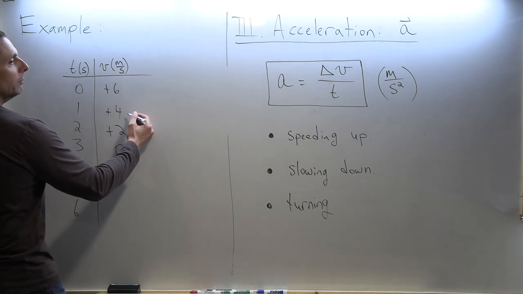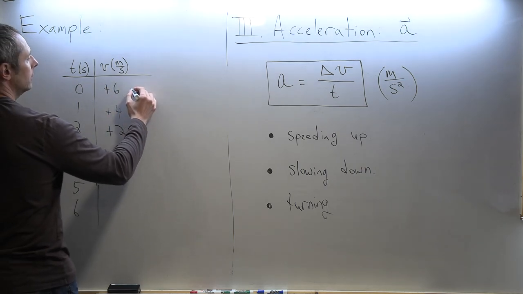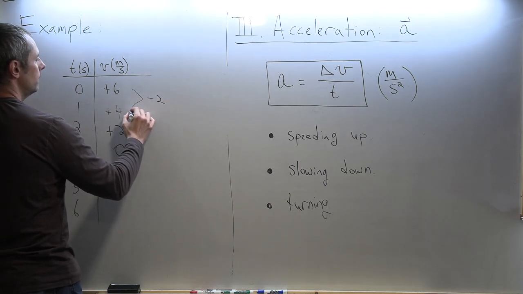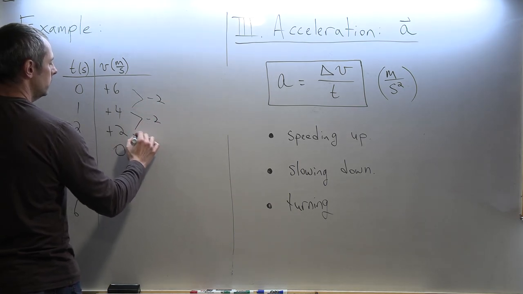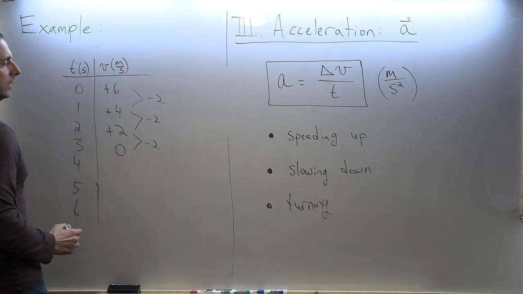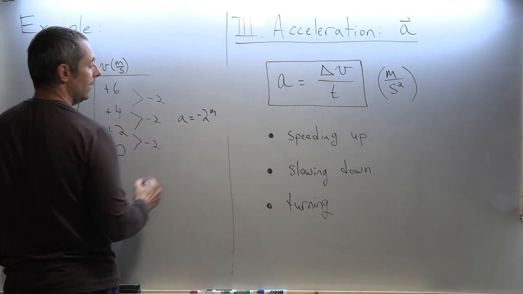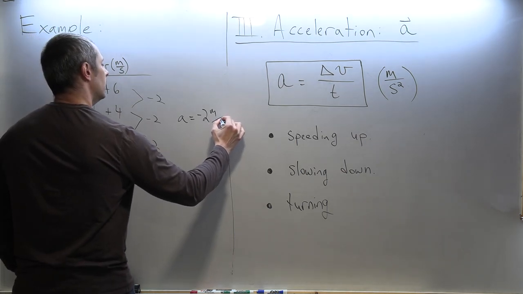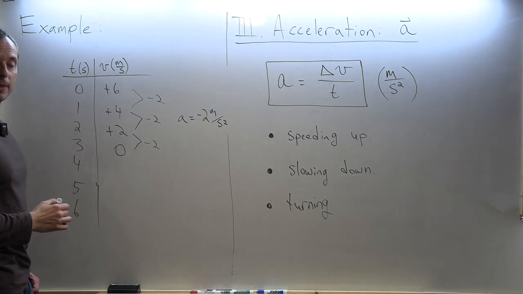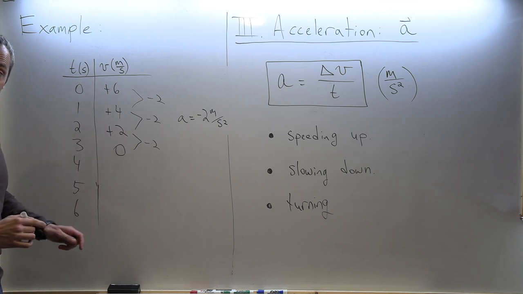Now, what's the acceleration as I'm slowing down? Well, what am I adding to my speedometer every second? -2, -2, and -2. So my acceleration here is -2 meters per second every single second. You write that like that. So negative acceleration is slowing down, right?